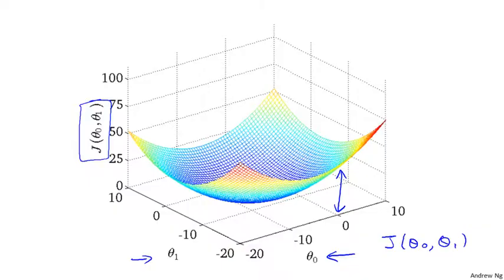Now, for the purpose of illustration, in the rest of this video, I'm not actually going to use these sorts of 3D surfaces to show you the cost function J. Instead, I'm going to use contour plots, or what are also called contour figures. I guess they mean the same thing, to show you these surfaces.